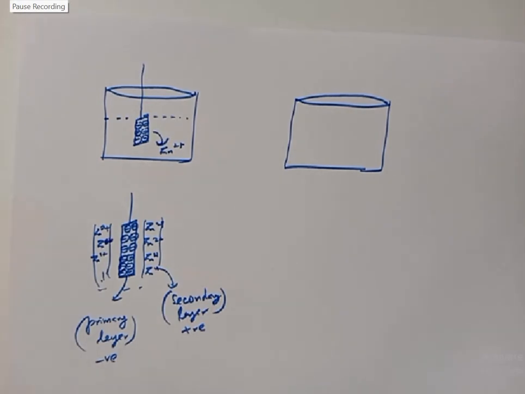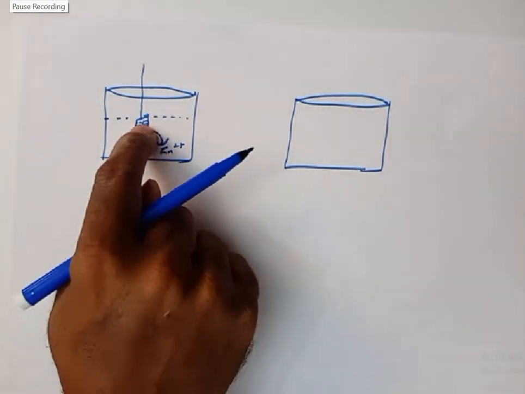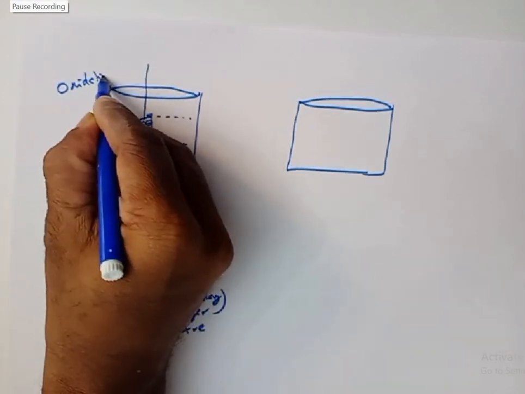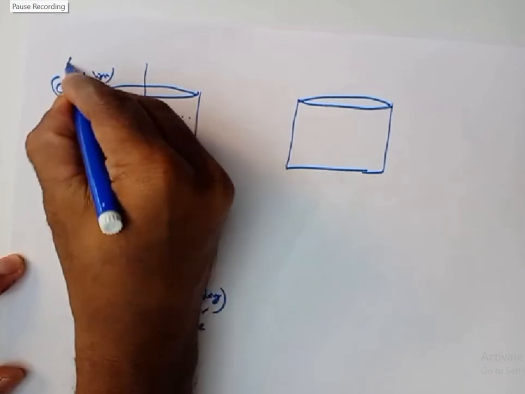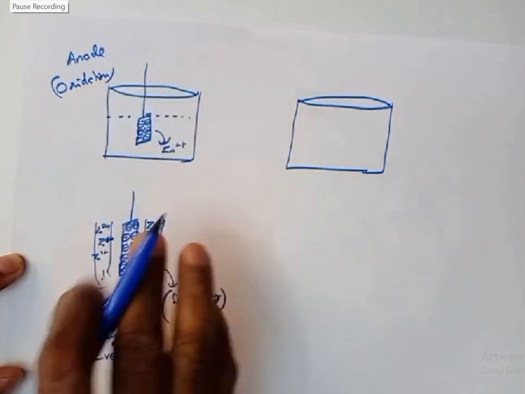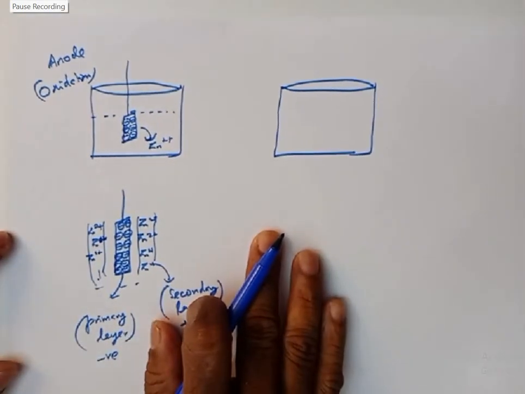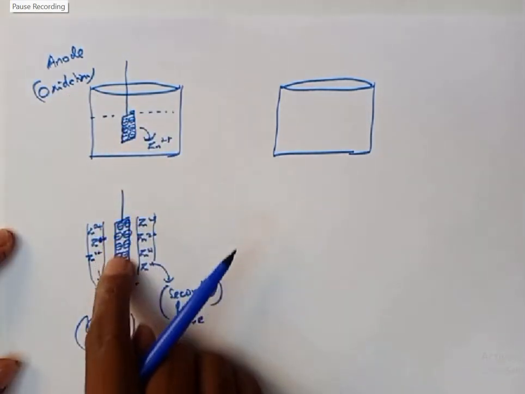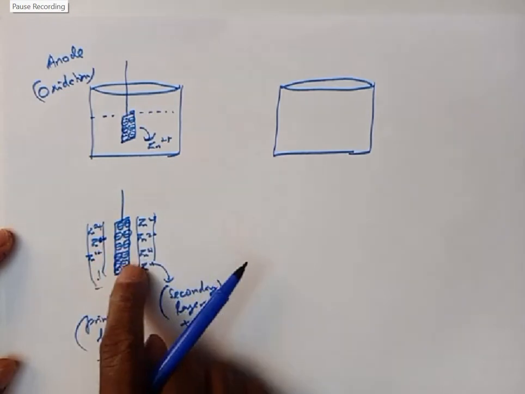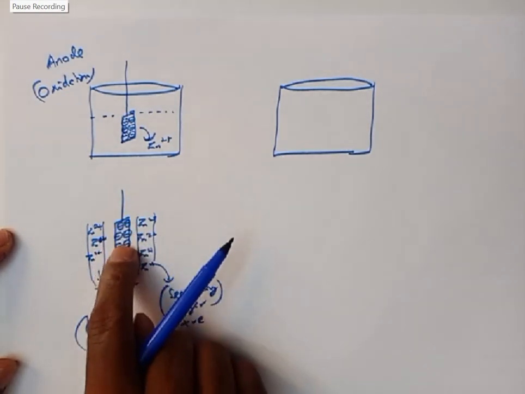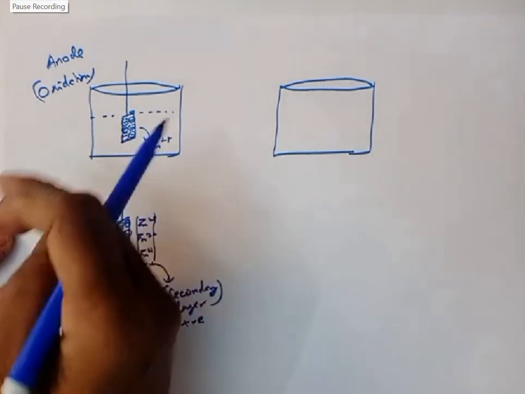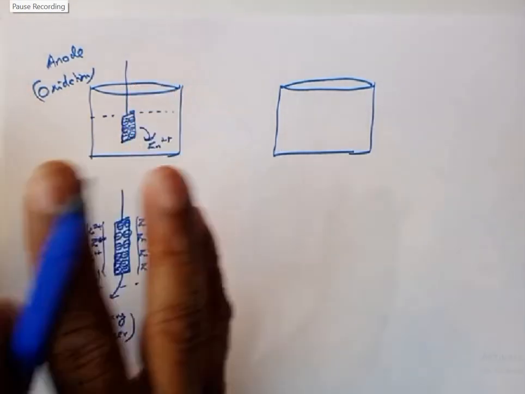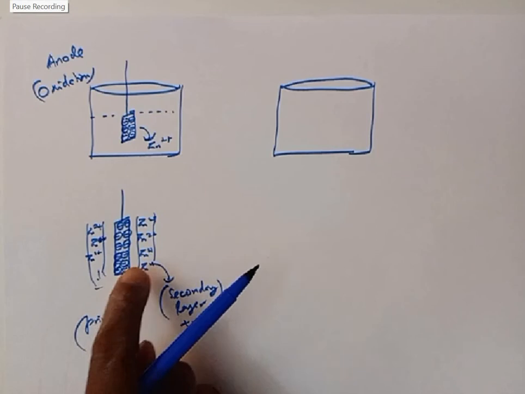Listen students, observe carefully. Because of oxidation, oxidation occurs here, and this is the anode. Anode is the electrode where oxidation takes place. Because of oxidation the electrode gets negative charge, that is called the primary layer, and this primary layer attracts the positive ions present in the solution.